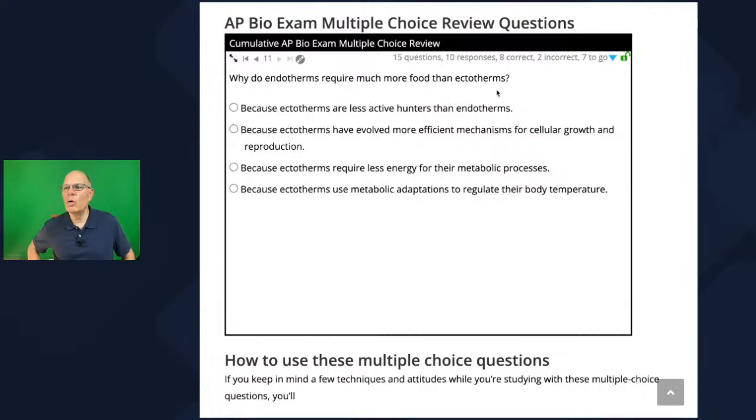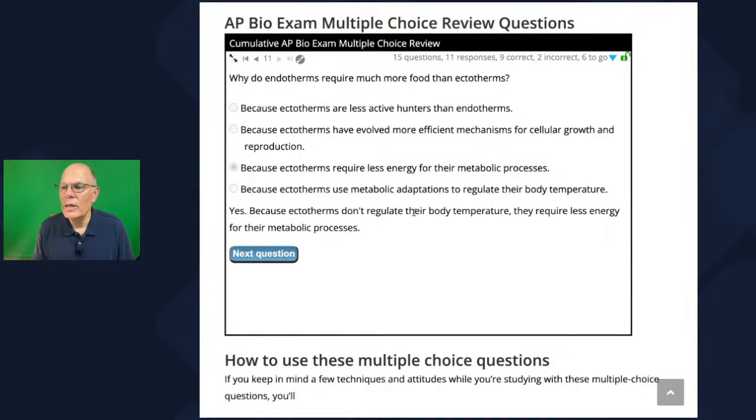Why do endotherms require much more food than ectotherms? 1, 2, 3, or 4? What do you think, folks? And beautiful. You might know this from previous knowledge. You might know it from what I talked about earlier on in the chat, but ectotherms require less energy for their metabolic processes. That is indeed the answer. They don't regulate their body temperature. They require less energy for their metabolic processes.